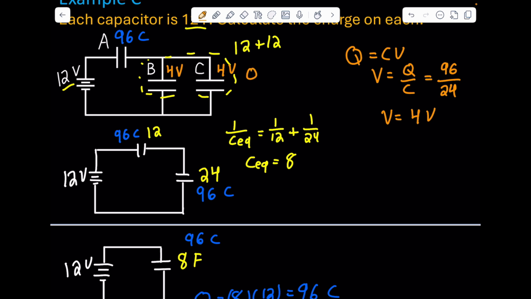To find the charge on each one, either B or C, it's going to be Q equals CV. They both have the same capacitance of 12, voltage of 4, and I get that each of them is going to have 48 coulombs of charge. Now that does match up with step 2 here. In parallel, the charges add, and then 48 plus 48 is 96.